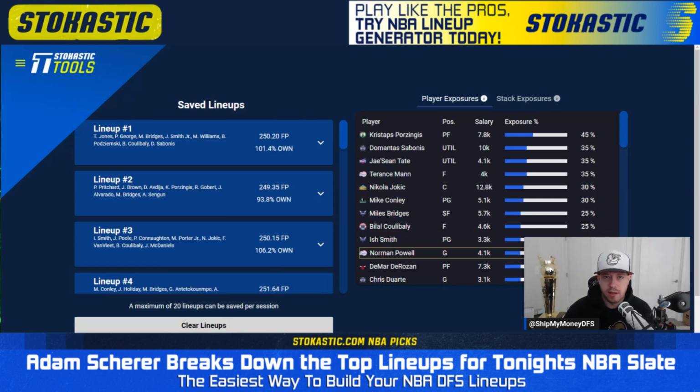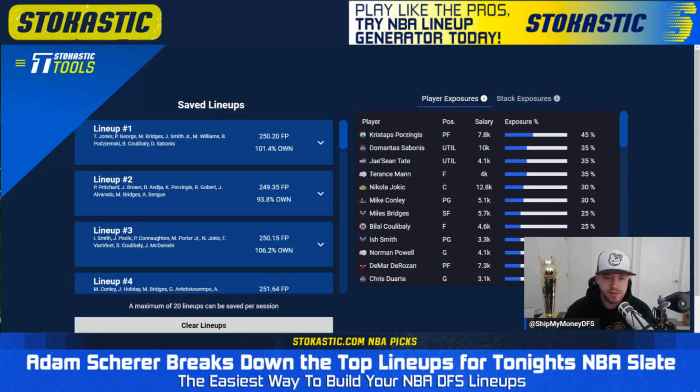Norman Powell playing relatively big minutes off the bench for the Clippers in 25% of our lineups. DeRozan and Duarte in 25% as well. Duarte, we have a questionable Kevin Huerter. Huerter's status is certainly going to impact Duarte, as well as just the status of other players. As we get more guys ruled out on different teams, Duarte is going to look less appealing if Huerter is in. But we did get Duarte starting yesterday, playing 30-plus minutes. He's only $3,100. So if Huerter were out, this would be arguably the best value play on the slate.